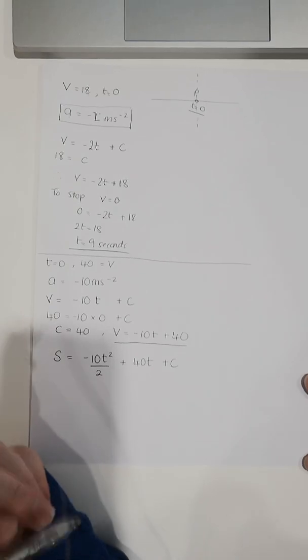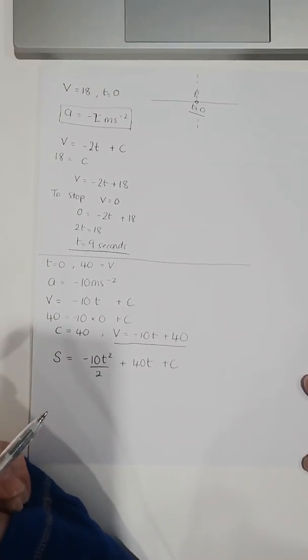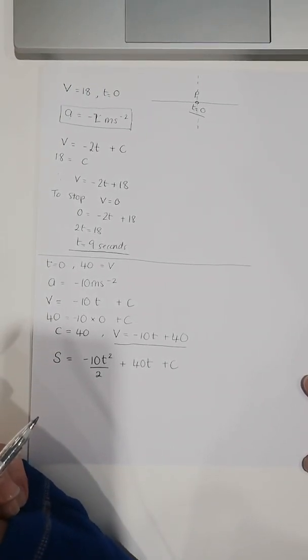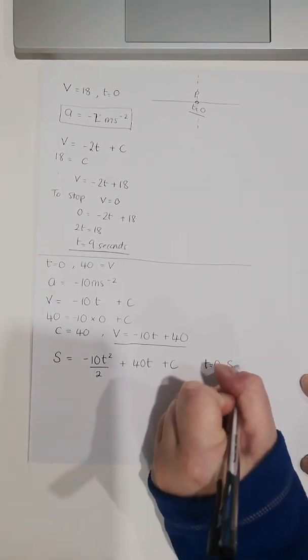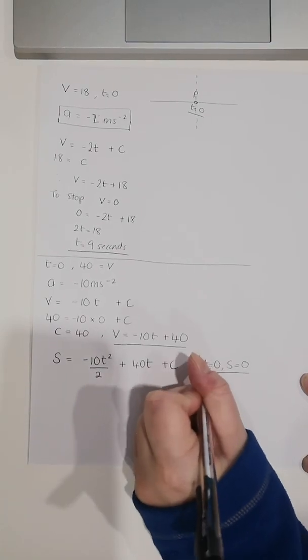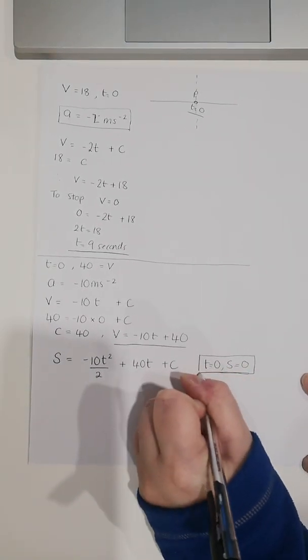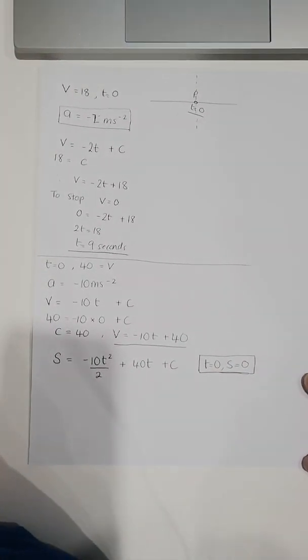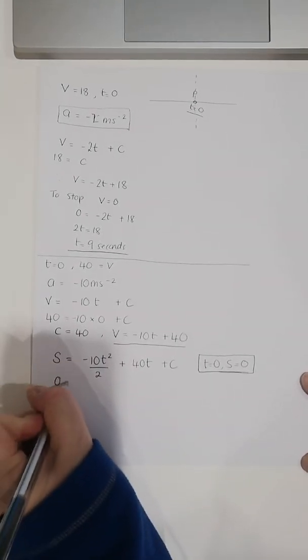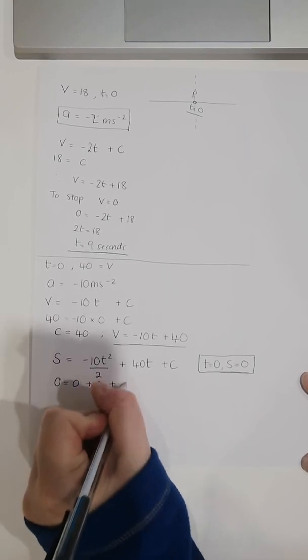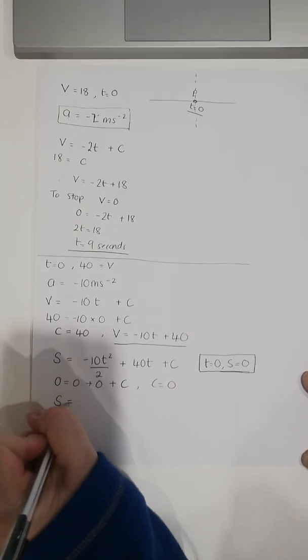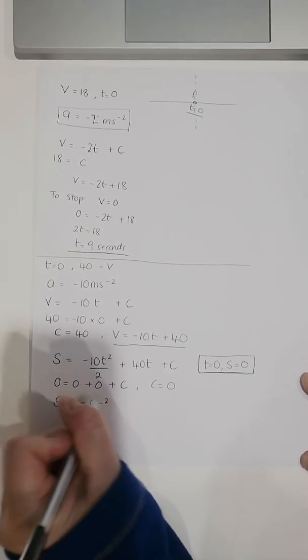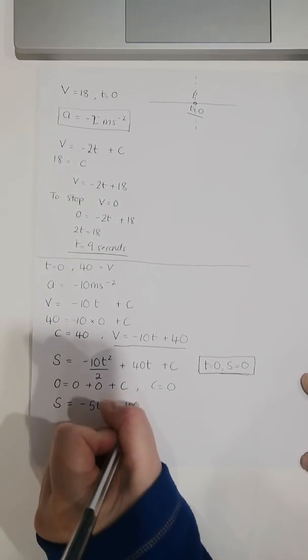Now here's where we've got extra inferred information. The original height, the initial position, time is 0, displacement is 0. This is a really commonly inferred piece of information. So if you're not given any information, this is likely the situation that you've got. So 0 equals 0 plus 0 plus C. There we go, C is 0. So the equation for displacement is negative 5t squared, I've just simplified, plus 40t.